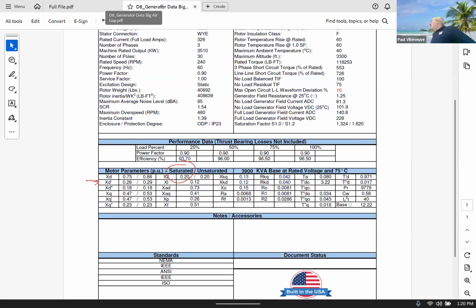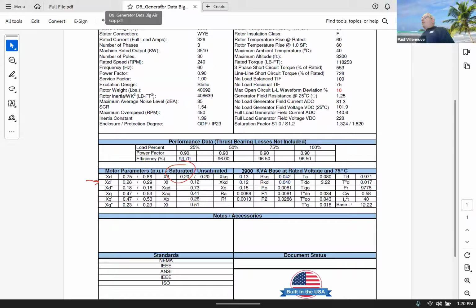So if you had to guess, out of those two, which one is able to produce more fault current? XD or XD prime? Or you're not sure? The answer is XD prime, because when you divide a voltage by a lower impedance, if I take 35 kV and divide it by 0.26, I should get a lot more current than taking that same voltage and dividing it by 0.75, right? May not be obvious, but you're dividing by a smaller number, so you get more current.